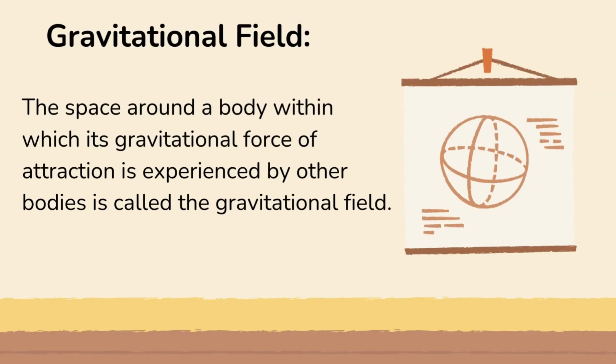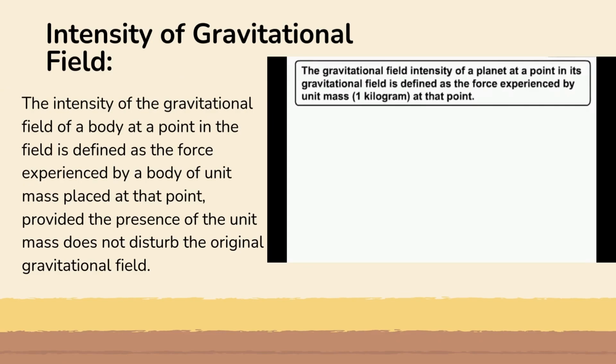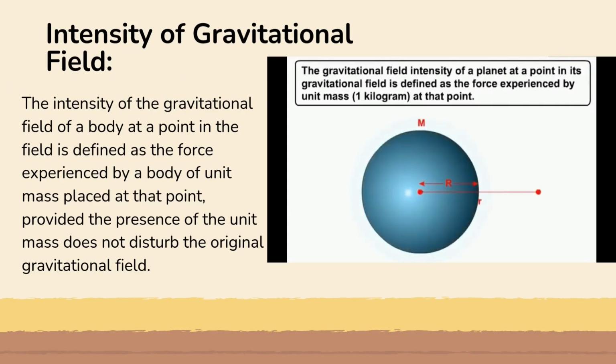Next is gravitational field. The space around a body within which its gravitational force of attraction is experienced by other bodies is called the gravitational field. Next is intensity of gravitational field. The gravitational field intensity of a planet at a point in its gravitational field is defined as the force experienced by unit mass, that is 1 kilogram at that point.